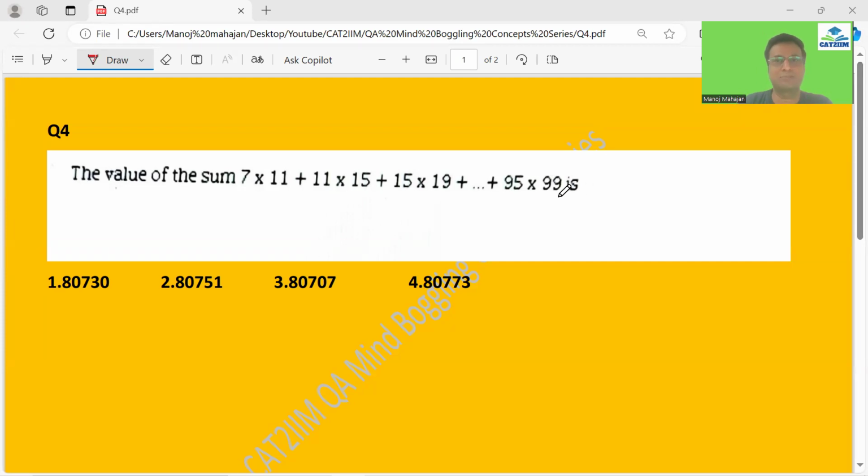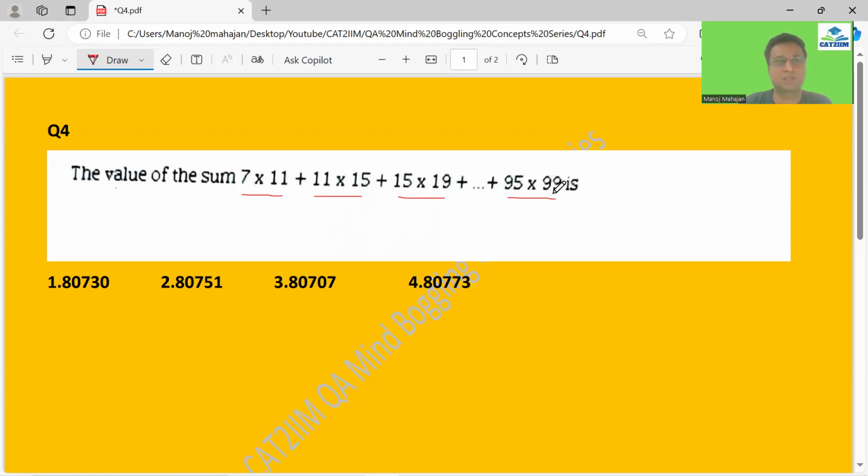So let's look at the problem first. This has appeared in one of the CAT papers. So the question is, what is the value of this sum? What they have given is 7 multiplied with 11 plus 11 multiplied with 15 plus 15 multiplied with 19 and so on till 95 multiplied with 99.